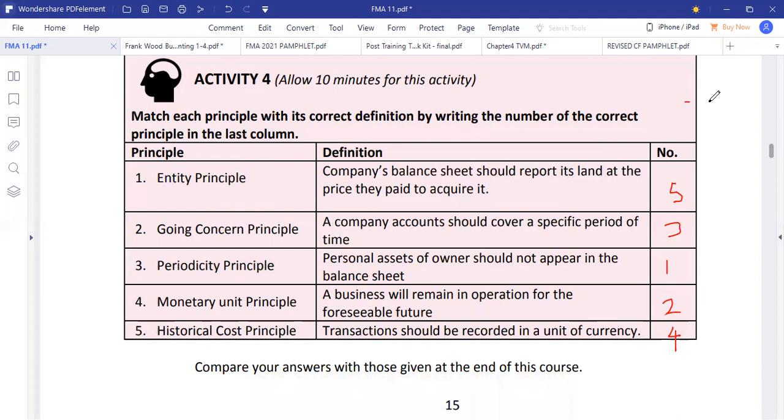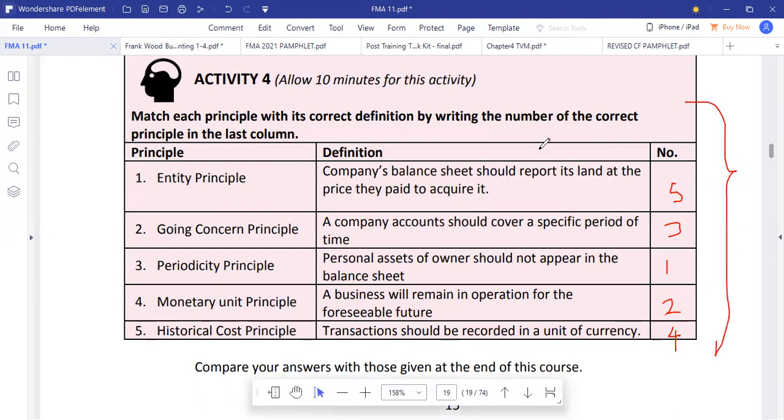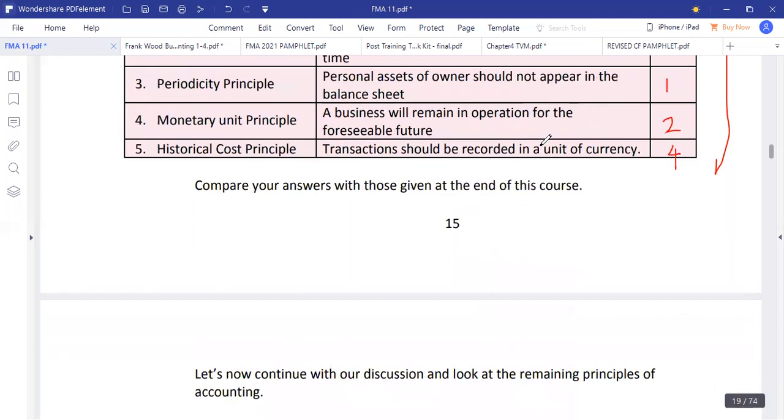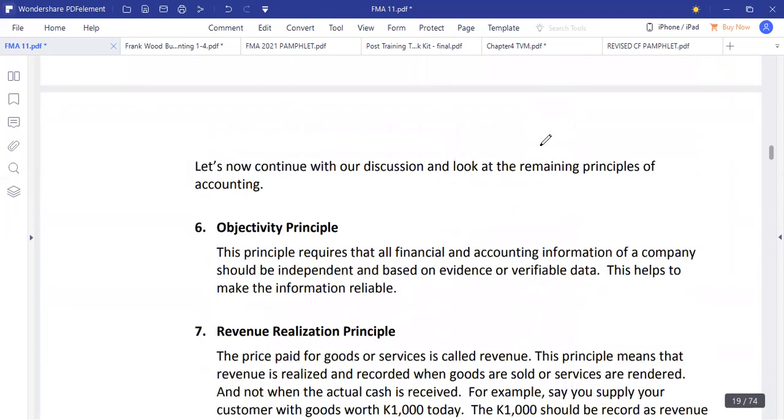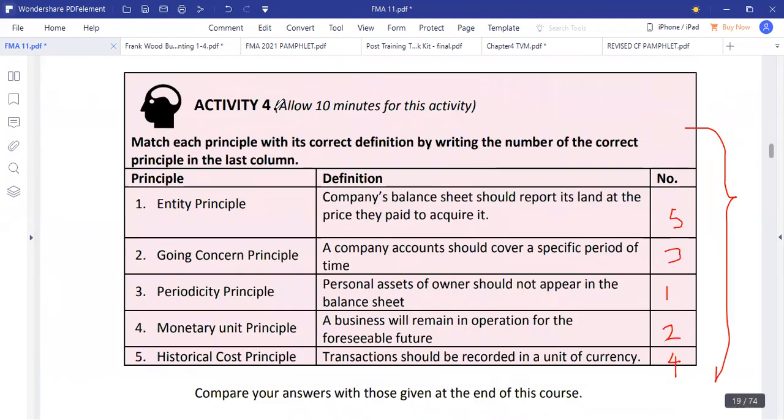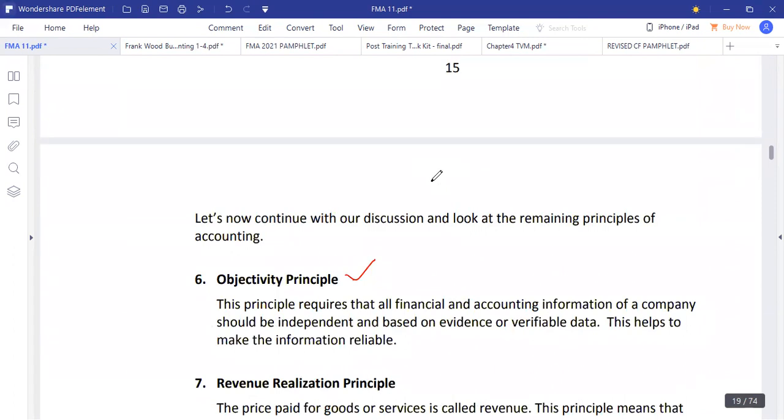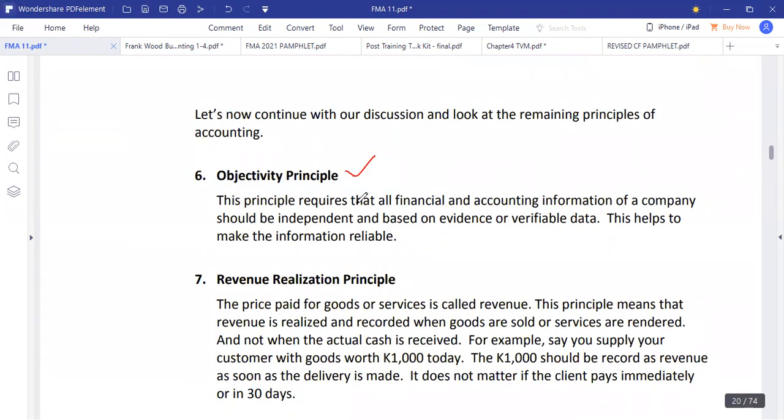So basically, this activity really makes quizzes 1 to 3. It's more theoretical. So these concepts are very important as you understand them, because they will really help you, especially with the quizzes. So when we go to the objectivity principle, this was just mainly meant not to forget, so that we don't do a lot. So we can continue the discussion.